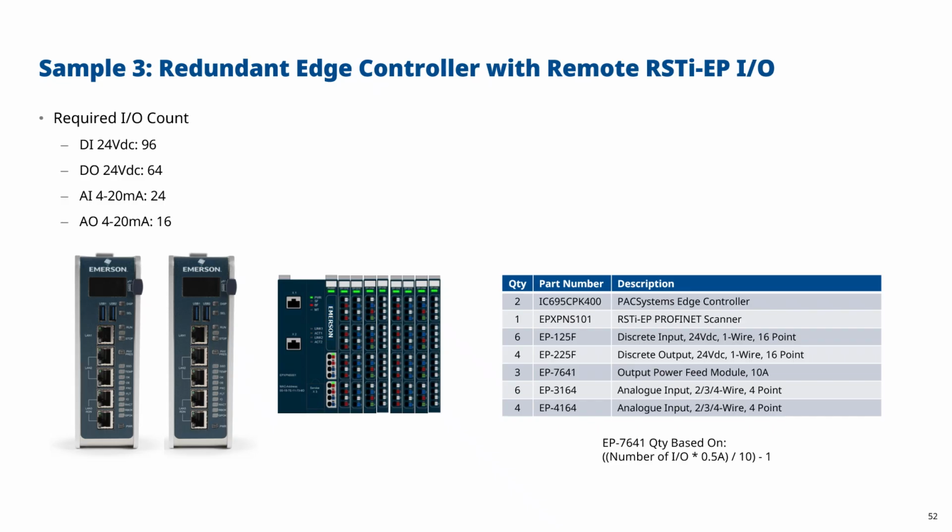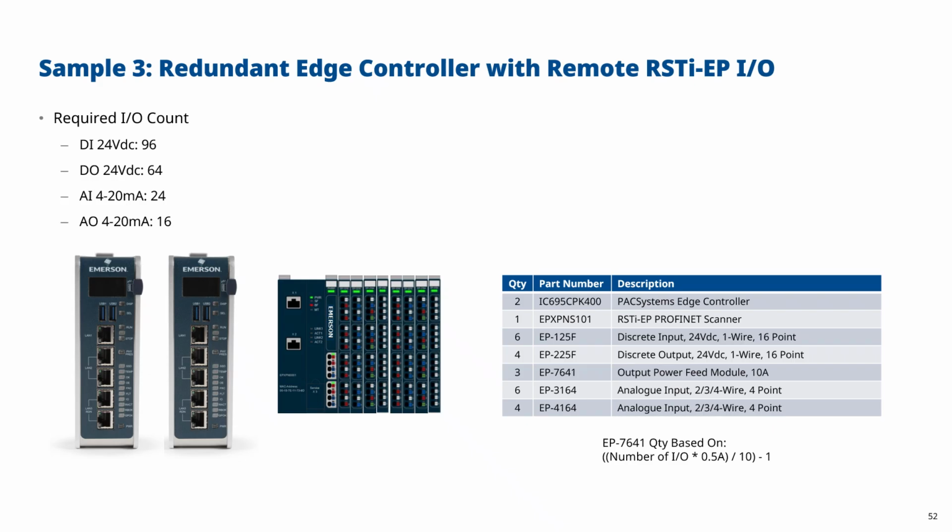So here's the bill of materials for a redundant solution. So again, similar I/O count to previously, but because HART isn't mentioned, I'm going to stick with RSTi-EP I/O to keep the price down. And for redundancy, I'm going to use the edge controller, again, to keep the price down.